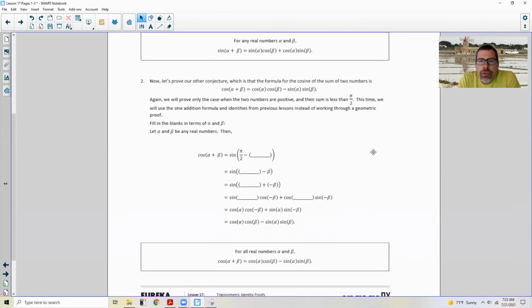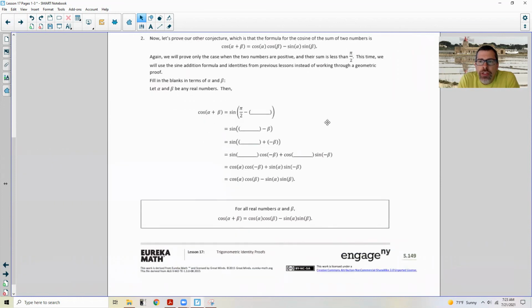So therefore, we can now state this. For any real numbers, alpha and beta, the sine of alpha plus beta equals the sine of alpha times the cosine of beta plus the cosine of alpha times the sine of beta. Now let's prove our other conjecture, which is that the formula for the cosine of the sum of two numbers is cosine alpha plus beta equals cosine alpha times cosine beta minus sine alpha sine beta.